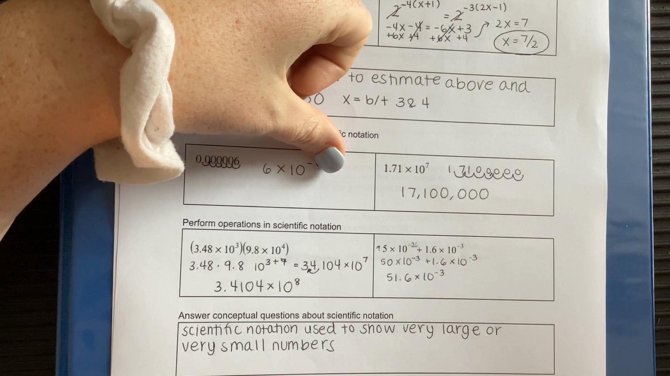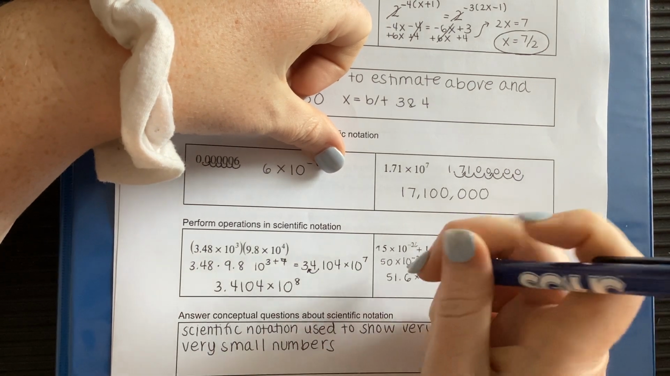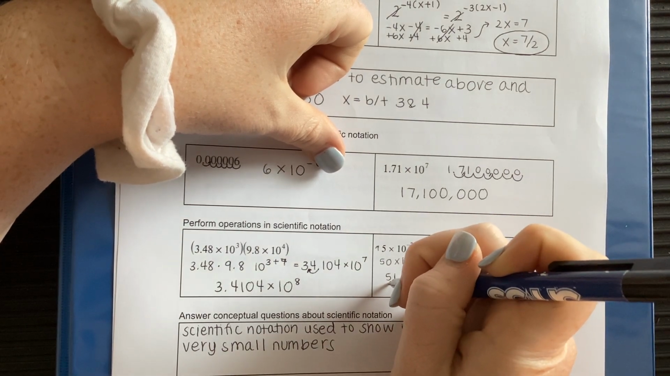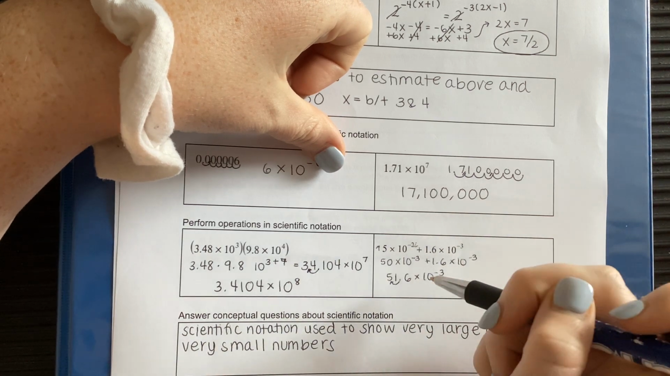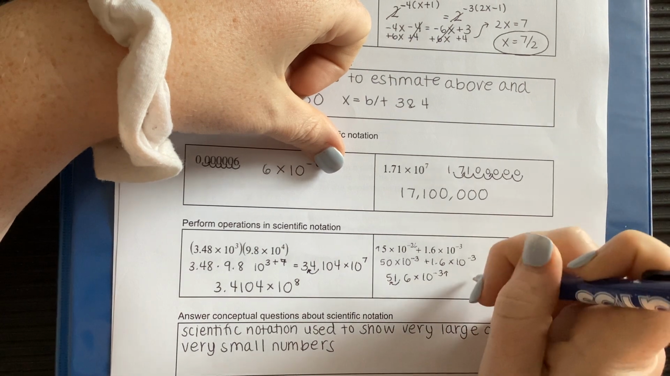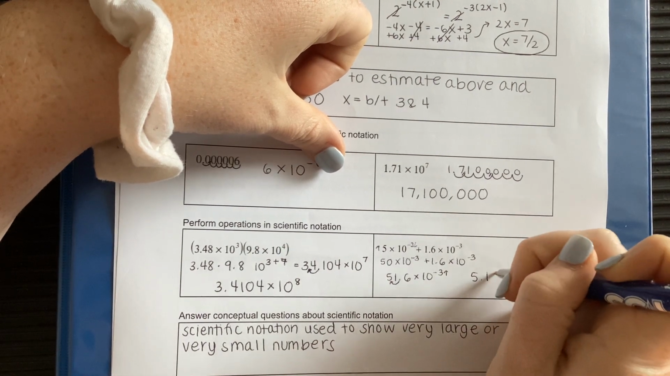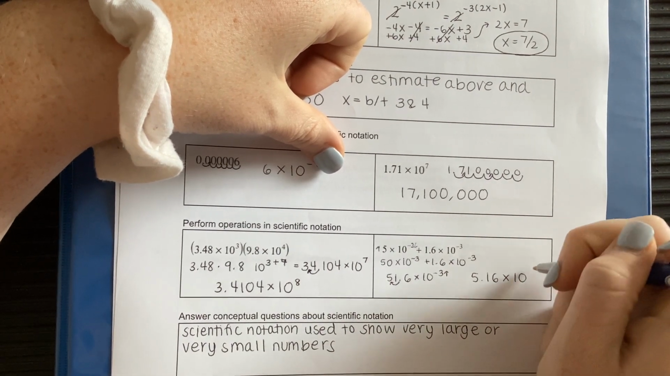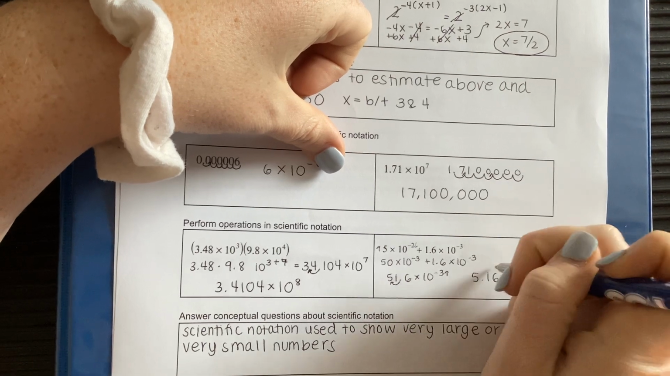Now on this one, this is not in between 1 and 10, so we need to move this back. So again, if you make this number smaller, you need to make this number bigger. All right, so this ends up being 5.16 times 10 to the -2nd power.